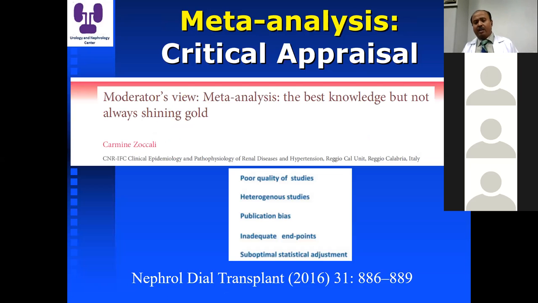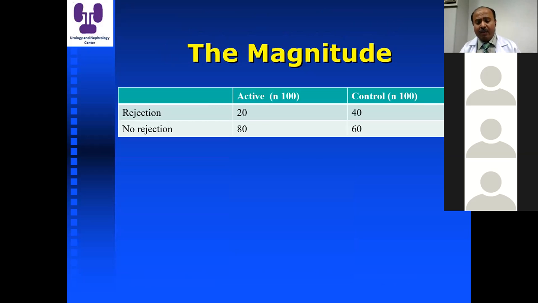So to conclude, meta-analysis is the best study design, or the best study to answer a question, if it includes well-done, high-quality studies, if it includes homogeneous studies, if there is no publication bias, if there are adequate endpoints, if there is optimal statistical adjustment for each study included. But meta-analysis is bad, yes, we take it as evidence but not strong evidence, if the studies included are poor, heterogeneous studies with publication bias, inadequate endpoints, and suboptimal statistical power.